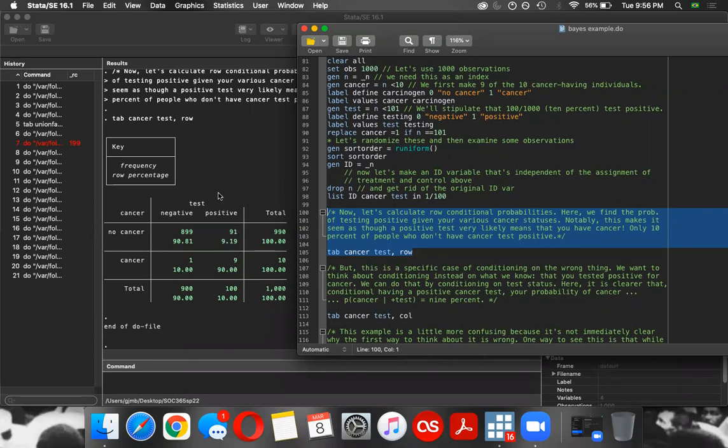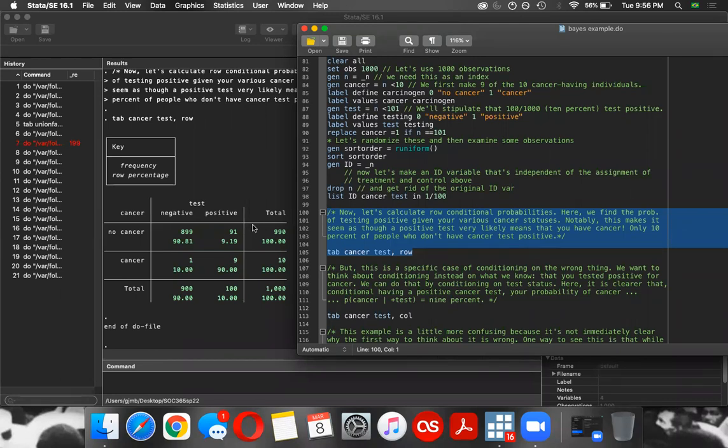And the conditional probability of having a positive test is quite high. So the test is picking up actual cases of cancer well. It's also correctly rejecting people who have no cancer. It's correctly rejecting them a high percentage of the time.